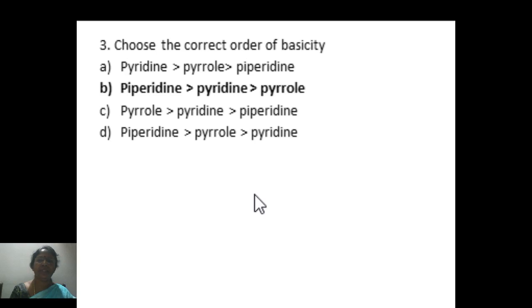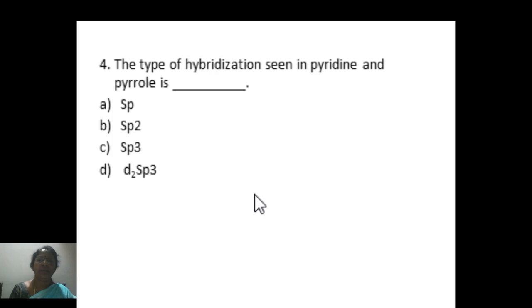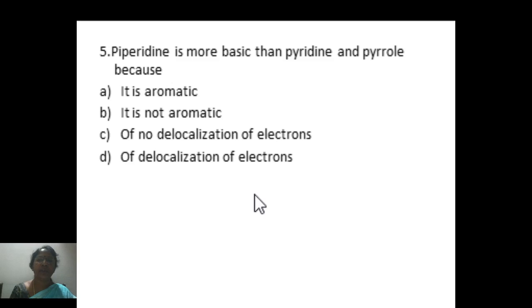The correct order of basicity is piperidine is most basic compared to pyridine and pyrrole. The fourth question, the type of hybridization seen in pyridine and pyrrole is sp2. Last question, piperidine is more basic than pyridine and pyrrole because it is aromatic, it is not aromatic, or no delocalization of electrons. So the right answer is no delocalization of electrons.